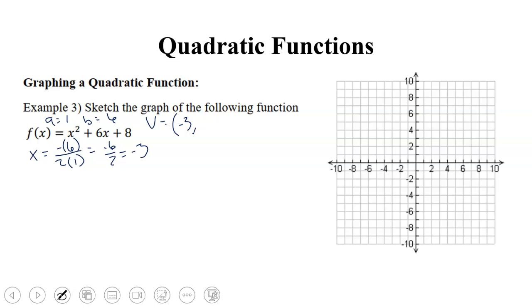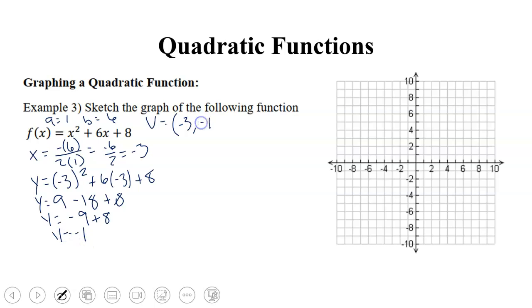Now I need to find the y. So we're going to use that -3 for x and plug it into our original equation. So -3 squared plus 6 times -3 plus 8. So y equals -3 squared is +9. 6 times -3 is -18. And then go left to right. 9 minus 18 is -9 plus 8. Y equals -1. So my vertex is -3 comma -1.